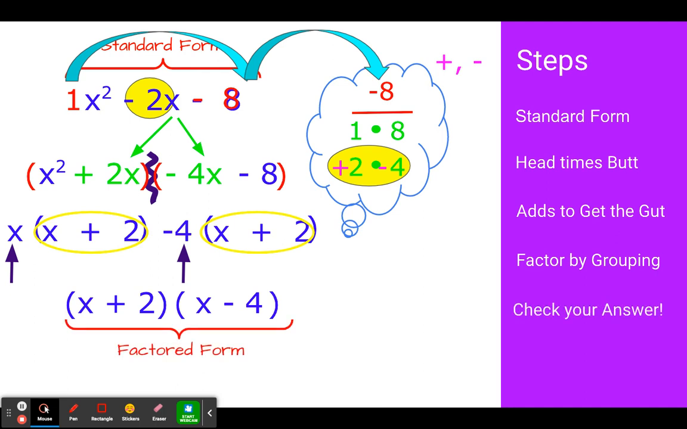This is the factored form. We can make sure the graphs lie on top of each other in Desmos to check.